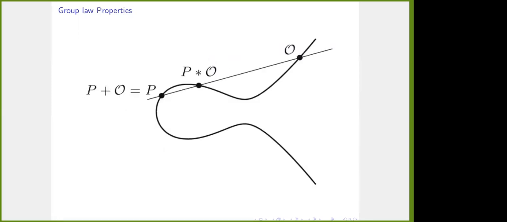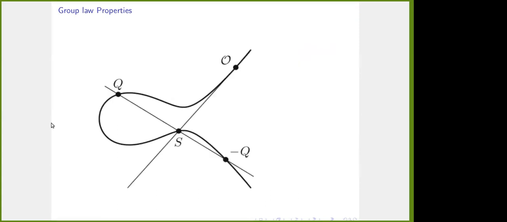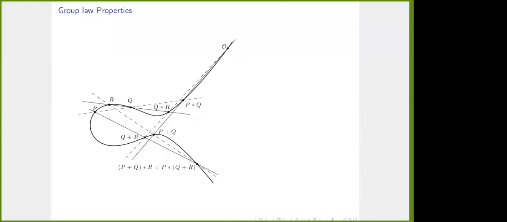You can also see the group law properties pictorially. Suppose we take O as the identity, then P star O will be here, and this essentially shows that P plus O is equal to P, because again, when you connect it, you come back to the same point. And similarly for the inverse, I think this was a negative. Yes, this is a negative. The associativity is a bit complicated pictorially.